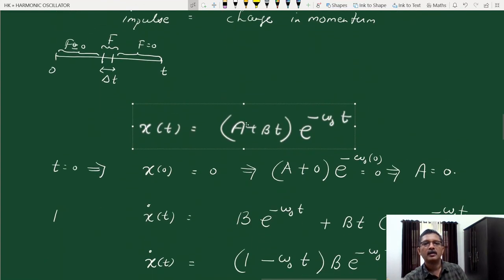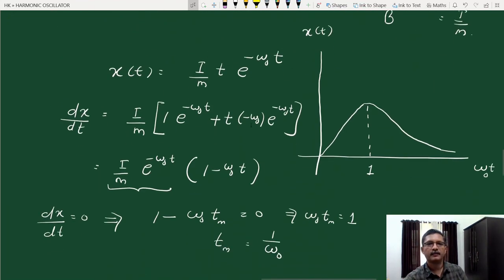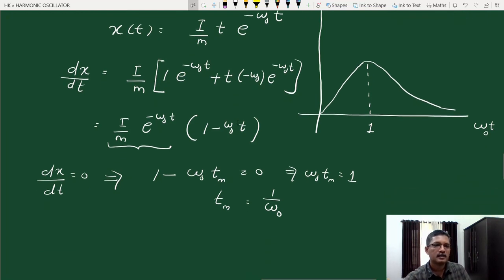So the only condition needs to be that a is equal to 0. That means the initial position should be equilibrium. At time 0, the position should be 0. Then from the expression it is clear that capital A is equal to 0. Once capital A is equal to 0, then automatically this condition is satisfied, whatever be the value of capital B. Anyway, capital B is a constant, so whatever be its value, this condition can be satisfied.